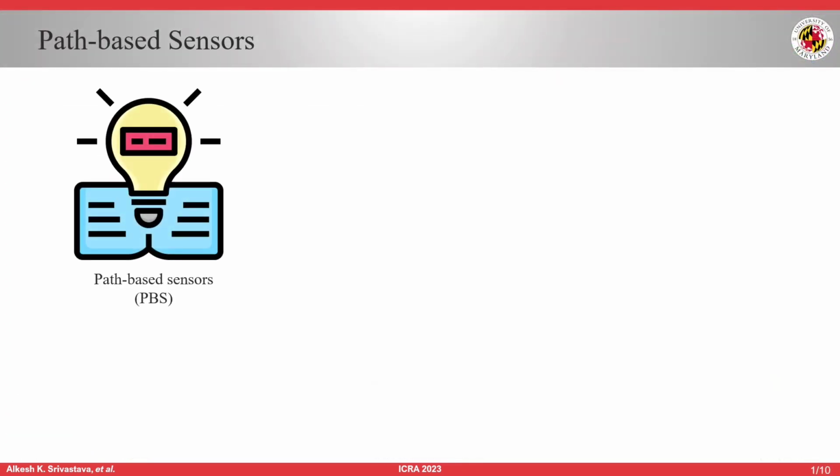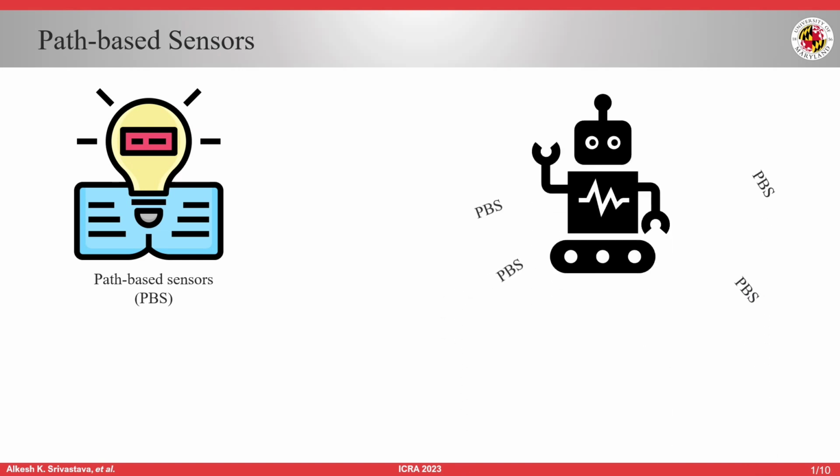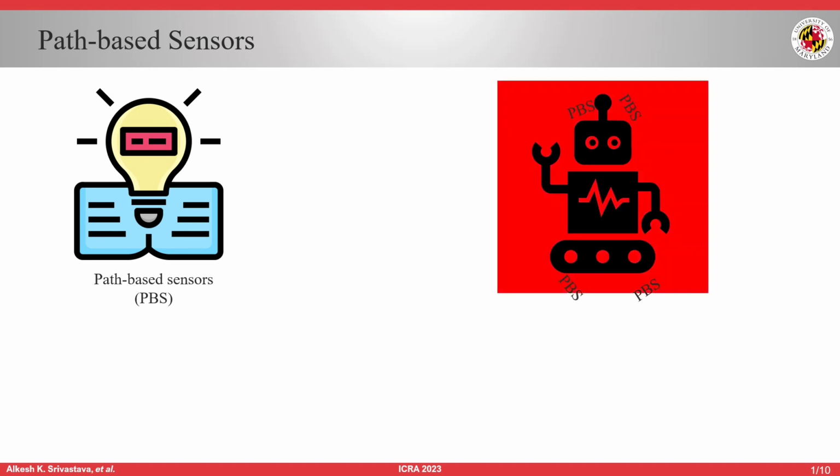Path-based sensors are theoretical sensors. They are a conceptual idea. These are not those sensors that you embed on a robot to sense different things in an environment. To better understand what exactly path-based sensors are, consider this example.